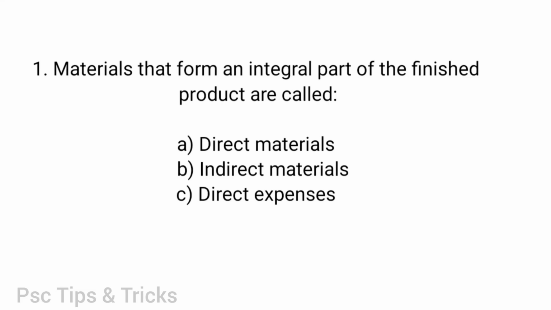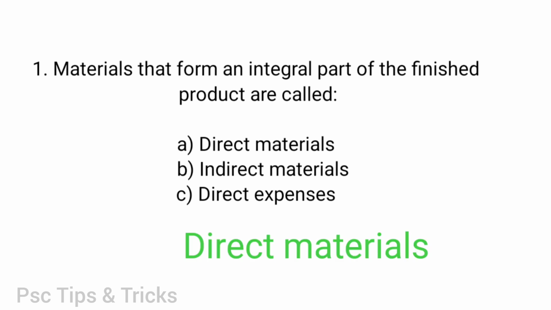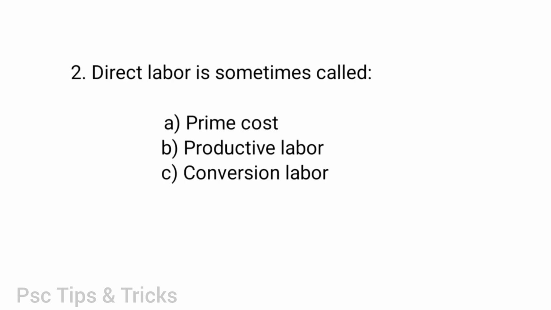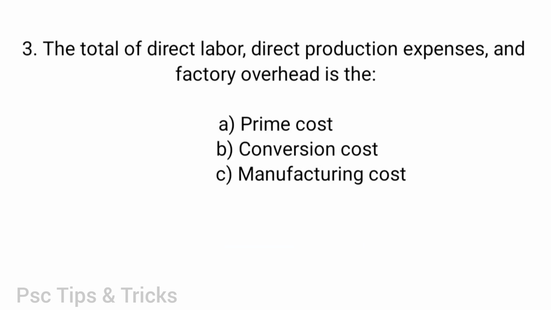Question. Materials that form an integral part of the finished product are called direct material, indirect materials, direct expenses. Direct materials. Direct labor is sometimes called prime cost, productive labor, conversion labor. Productive labor.